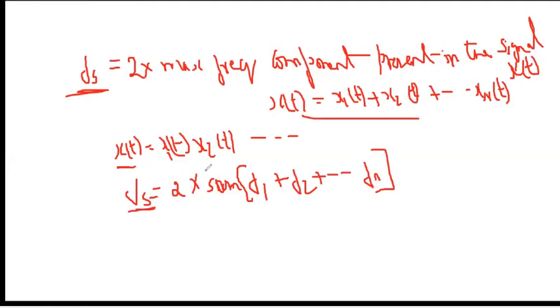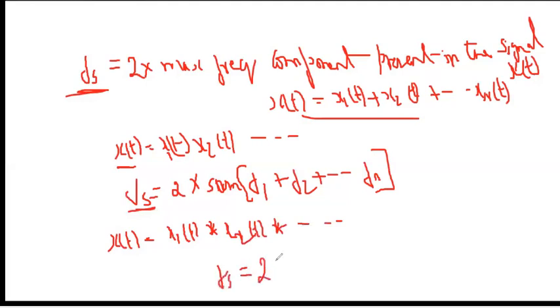And suppose x of t is equal to x1 of t convolved with x2 of t in the time domain. My dear students, listen carefully here. What is the sampling frequency now? Fs is equal to 2 into the minimum of the frequency components, the minimum of the frequency components given in the time domain functions F1, F2, and so on, Fn.